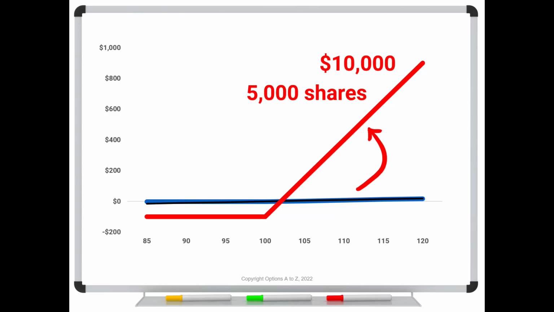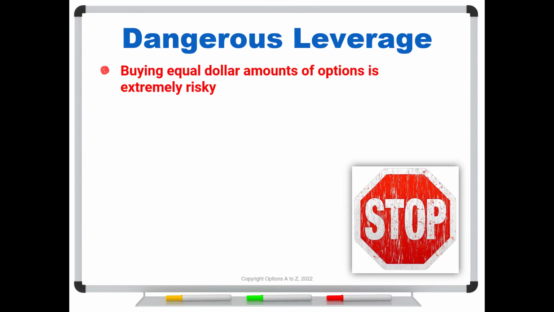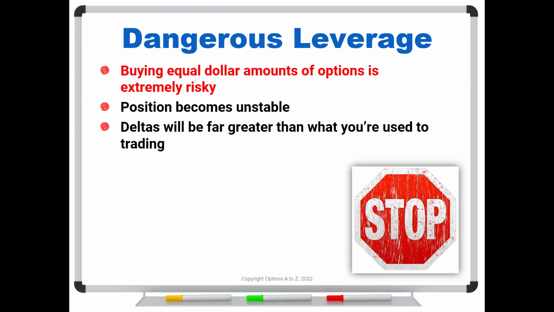So always remember, in the options market, there is a dangerous type of leverage. Buying equal dollar amounts of options is extremely risky, even for professional traders. And that's because the position becomes unstable. Your deltas will be far greater than what you're used to trading. And the problem is that by the time you realize that, it just might be too late.